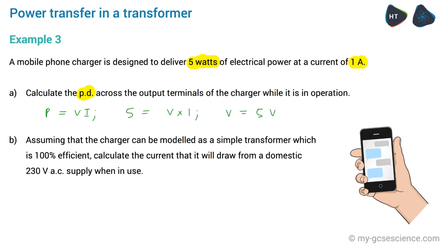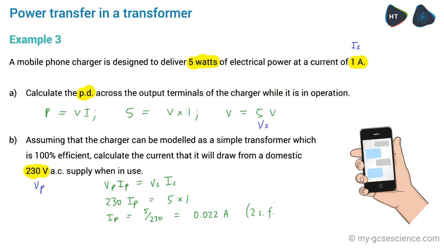In part B, as you can see, the charger is being powered by a 230 volt AC supply. Hopefully you'll see that this is Vp here. We've just worked out Vs. We've been given Is in the question, and we're looking for Ip, so let's give it a go. Writing down our equation, we have VpIp equals VsIs, then subbing in, that becomes 230 times Ip equals 5 times 1, and so Ip, the current in the primary coil, equals 5 over 230, which gives an answer of 0.022 amps.